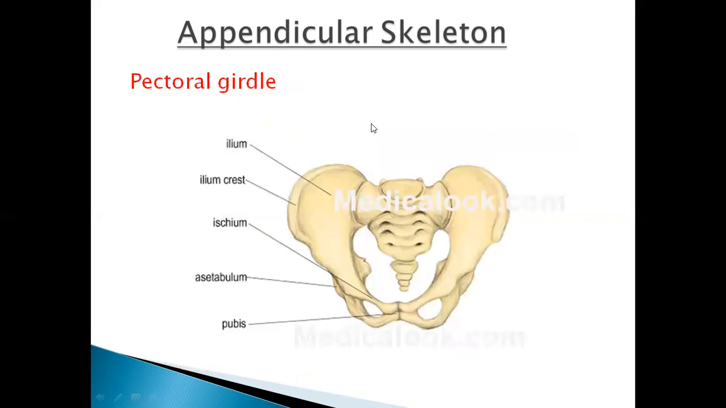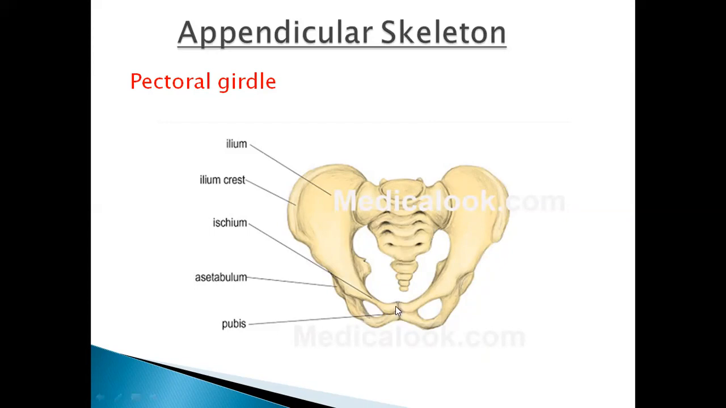Next is the pelvic girdle, fine. This is the pelvic girdle and it is present just after the vertebral column. You can see here the vertebral column region is present. It is made up of 3 bones. These 3 bones are ilium, ischium and pubis. You can see here the ilium, ischium and pubis.